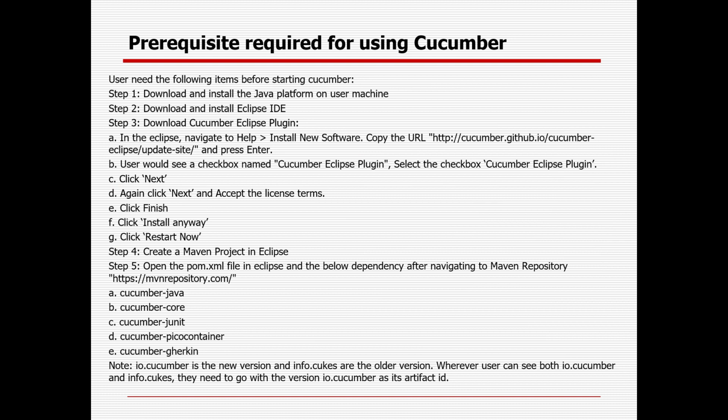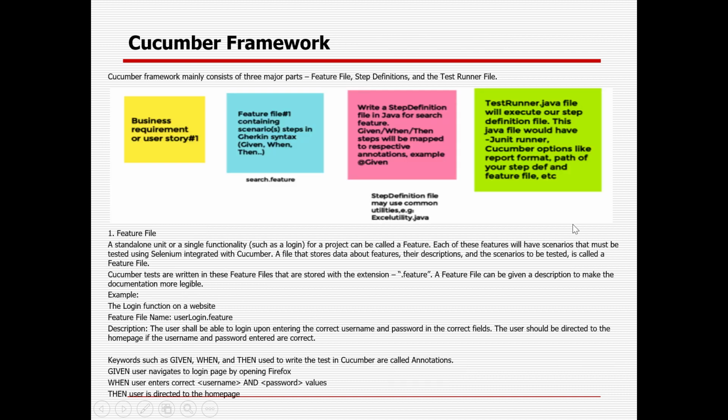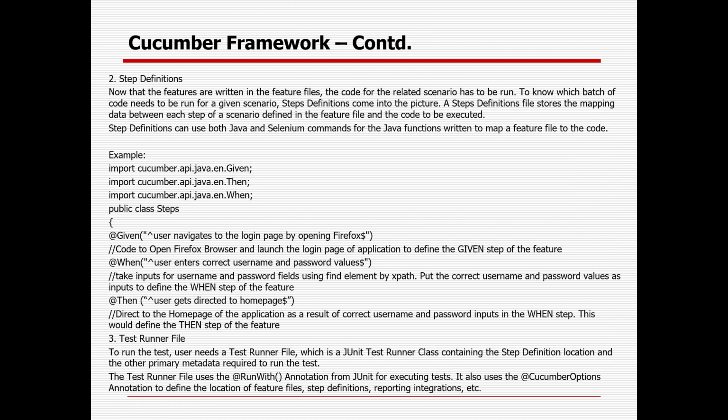artifact ID and group ID, right? One will be your organization specifier, the other will be the project ID. Then go to mavenrepository.com and add the five different dependencies: Cucumber Java, Cucumber Core, Cucumber JUnit, Cucumber PicoContainer, and Cucumber Gherkin from the io.cucumber package. Then go to the src/test/java folder and create packages for step, feature, and the runner class.